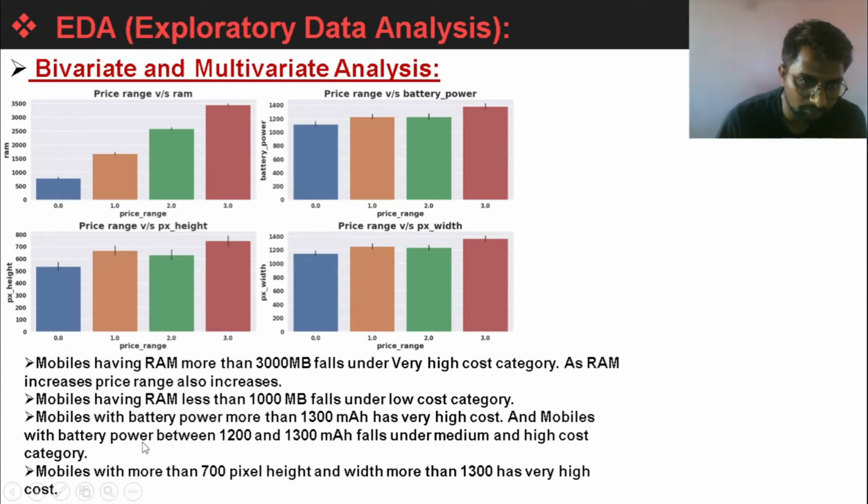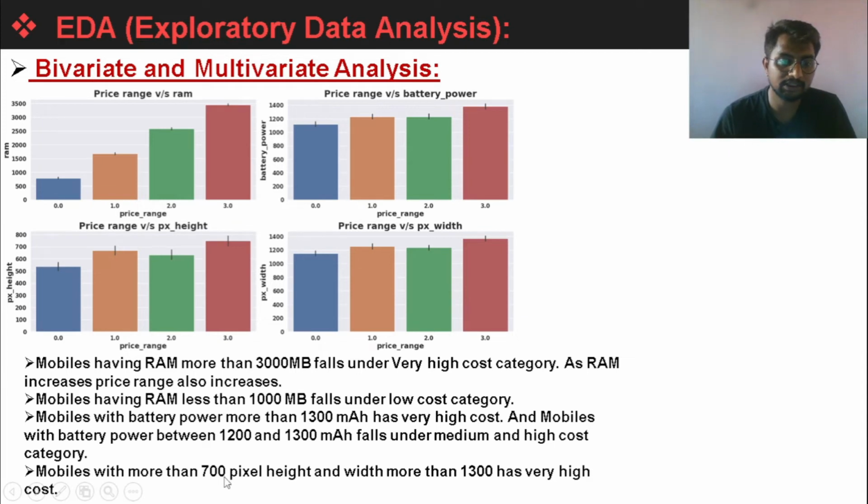So mobiles with battery power more than 1300 mAh have very high cost. Here the red candle indicates the very high cost category with the battery power more than 1300 mAh, and mobiles with battery power between 1200 and 1300 mAh fall under the medium and high cost category. Here we can see price range 1 and 2 have almost similar battery power range.